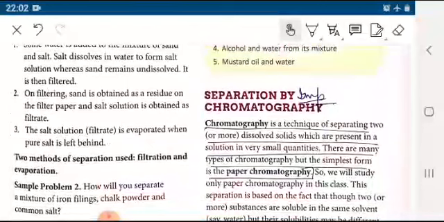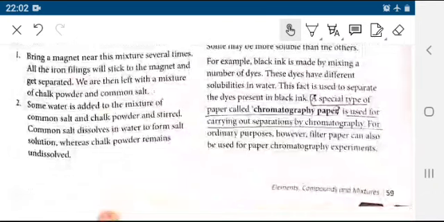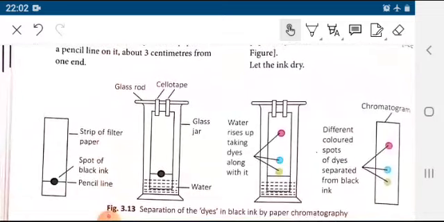What is chromatography? Chromatography is a technique of separating two dissolved solids which are present in a solution in very small quantity. There are many types of chromatography, but the simple one is paper chromatography. So what is chromatography? It is to separate out the two solid substance which is present in a solution and in very minute quantity. A special type of paper is used, that is chromatography paper. Now see, a complete process is given.